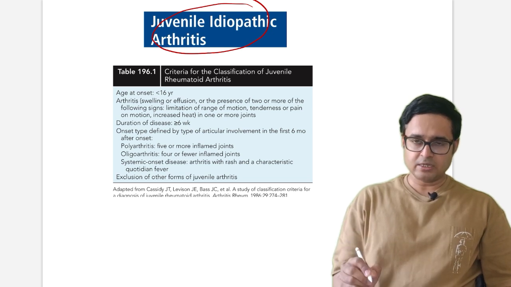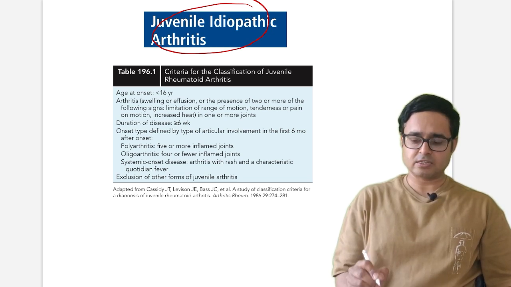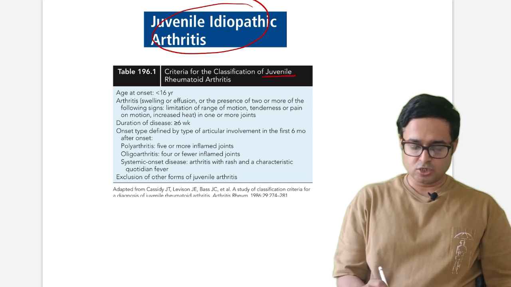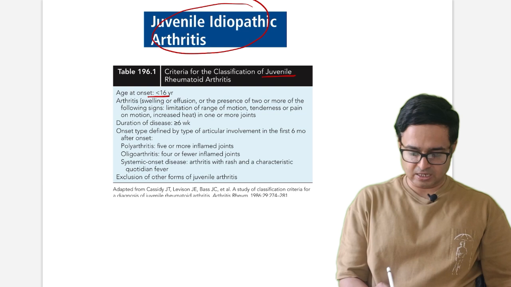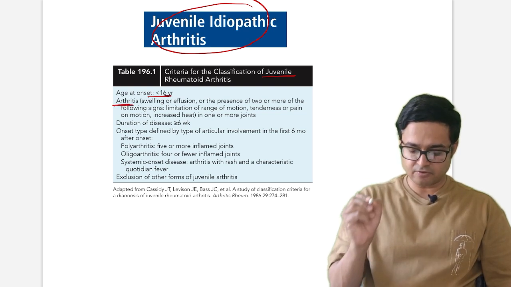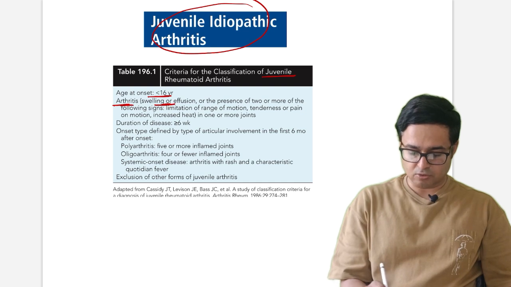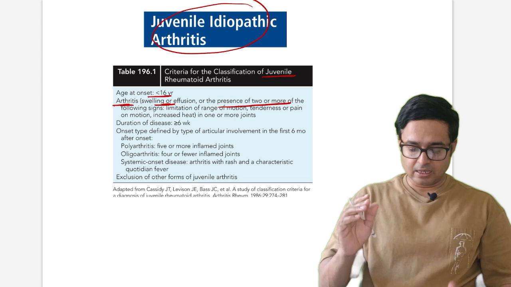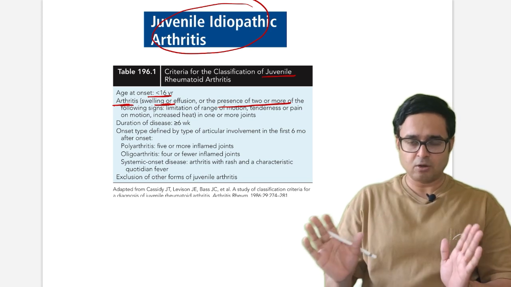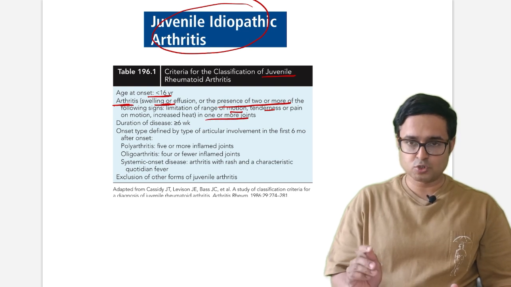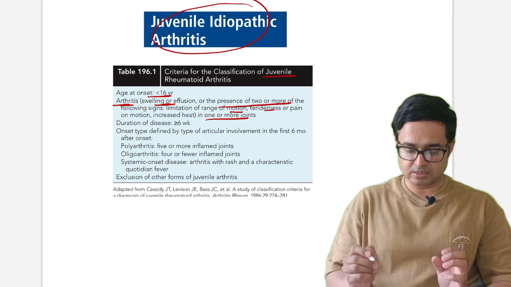So the important table is the classification criteria of juvenile rheumatoid arthritis. Age of onset should be less than 16 years, which is important. Second, arthritis. What is the definition of arthritis? Swelling or effusion, or at least the presence of two or more of the following signs: limitation of range of movement, tenderness, and pain in one or more joints.